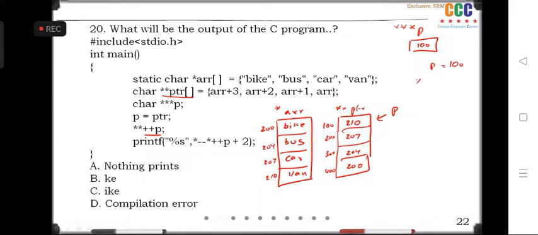P is 100, star P is 210, right? Star P is what? Not 200. 100. 100 is pointing to 210. That is van. Okay. Van. Value at that is van here. Okay. Triple star means what? Exact position. Exact van. Fine.